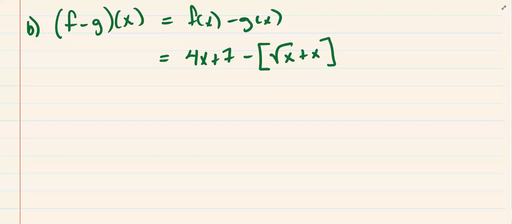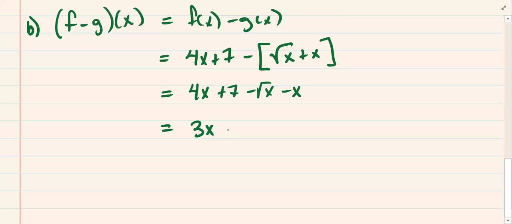So you must distribute your minus sign. So this gives me 4x plus 7 minus the square root of x minus x. If you don't put those big parentheses in there, you may forget and write it with that positive x on the back end. So simplifying, I'm going to get 3x minus root x, and then plus 7.